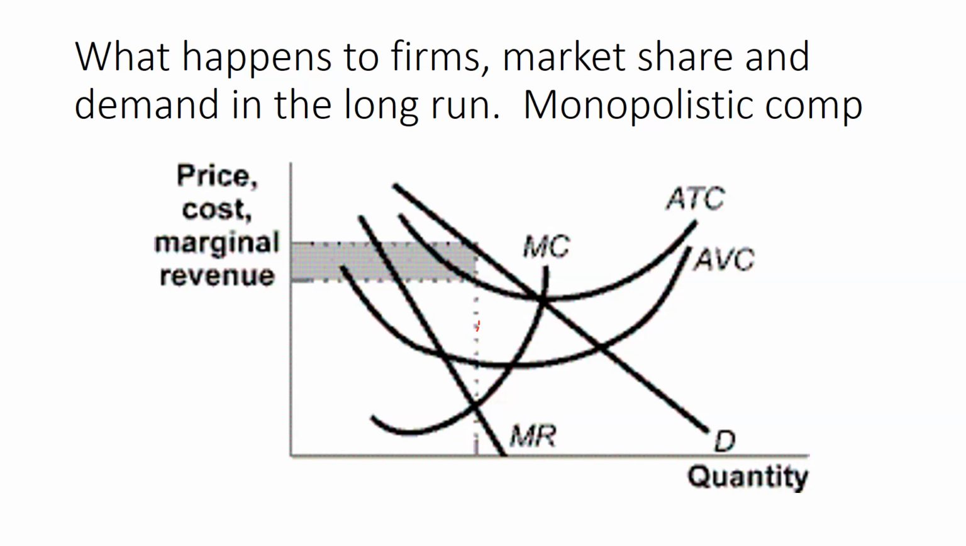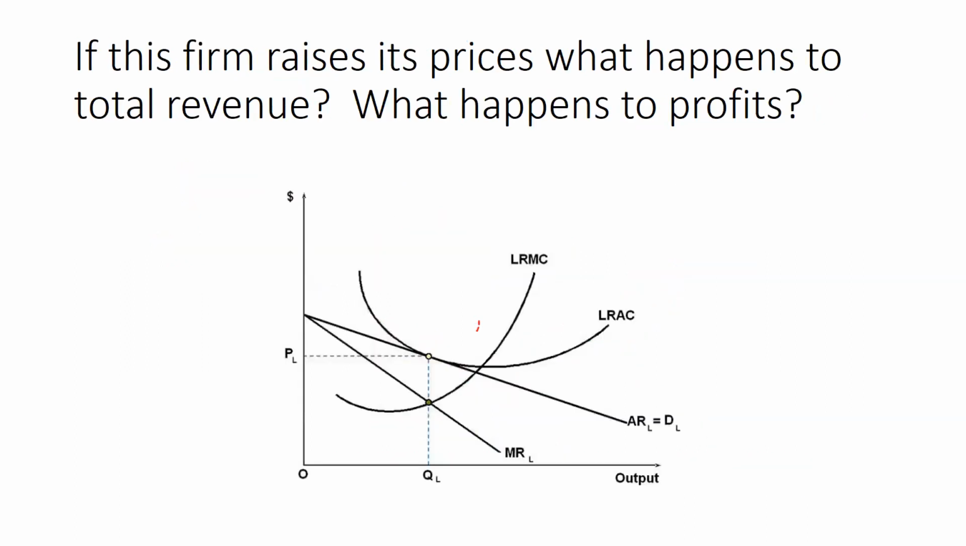Yeah, all right. So firms are going to enter and demand and MR are going to drop down, because what's going to happen is my market share is going to decrease. So my demand and MR are going to drop down. Remember, in monopolistic competition, you cannot make money in the long run. And you'd end up looking like this in the long run.